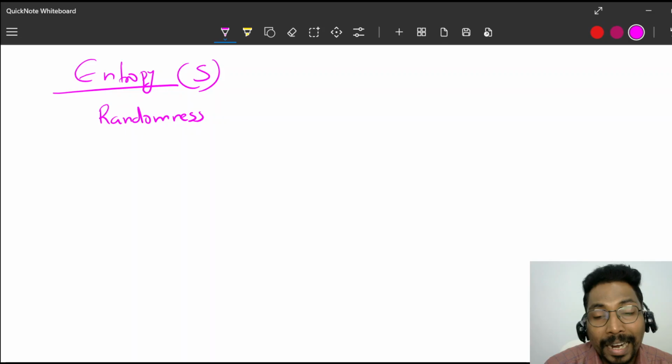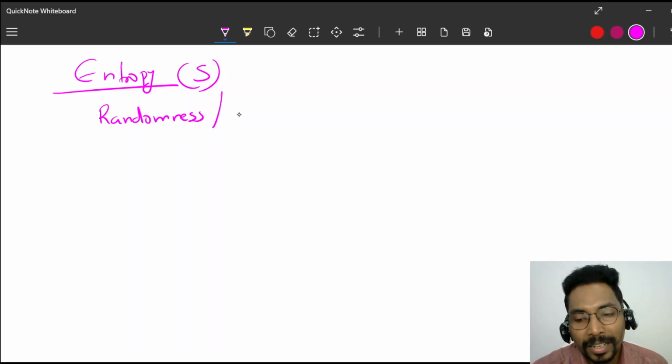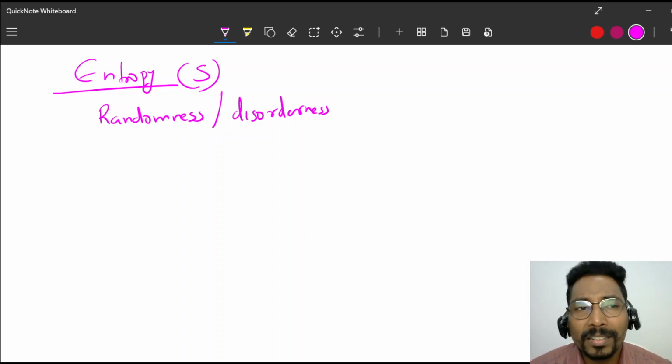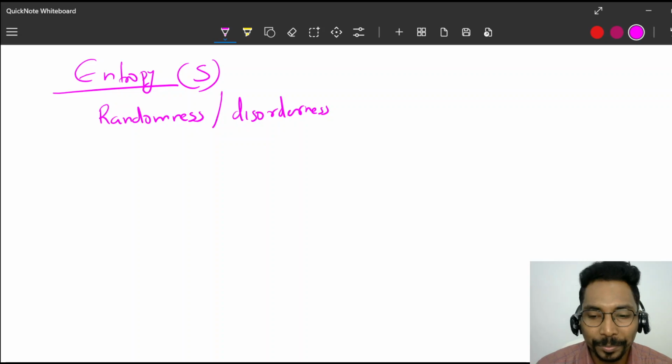Entropy is the degree of randomness or disorderness in a system. It's very important. The best example: when you compare solid, liquid and gas, which is most ordered? Most ordered is solid. And which is most random? That is the gaseous state. So entropy will be highest in the gaseous state and least in the solid state.